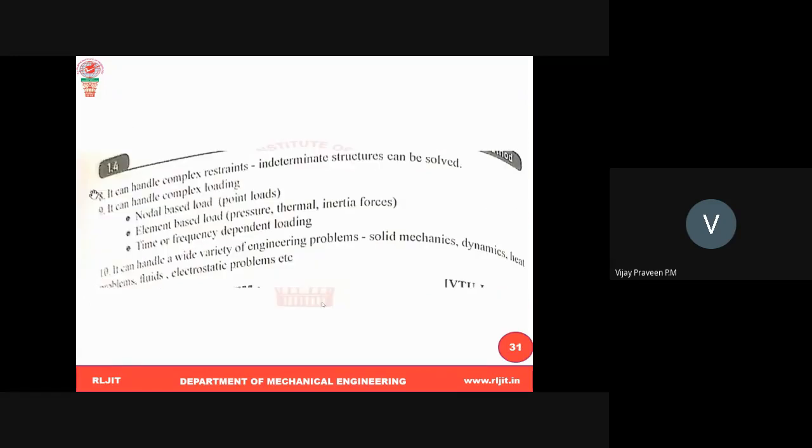And also it can handle all complex constraints, as already said. It can handle any complex loading, as already said. It can handle a wide variety of engineering problems. It may be a dynamics problem, heat transfer problem, structural problem, aerospace problem, electromagnetic problem, biomedical problem. It can be applied to any one. That is the beauty of this.